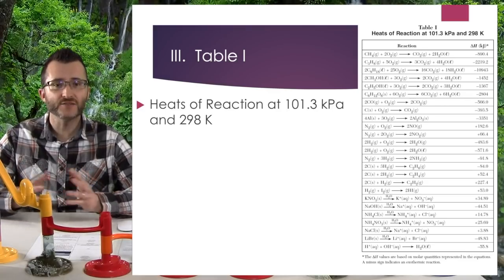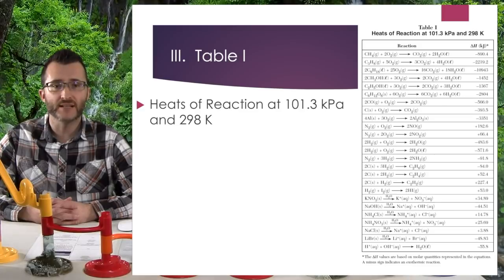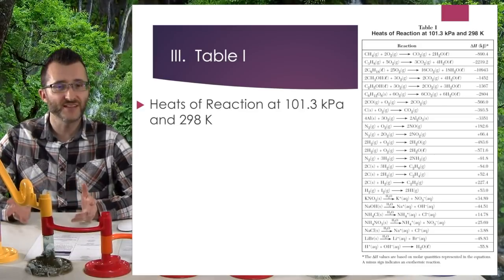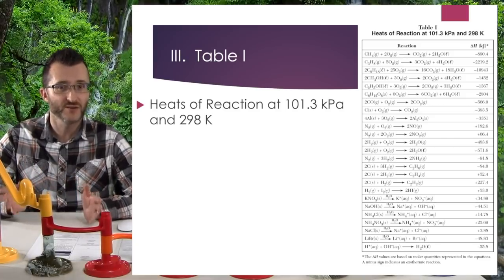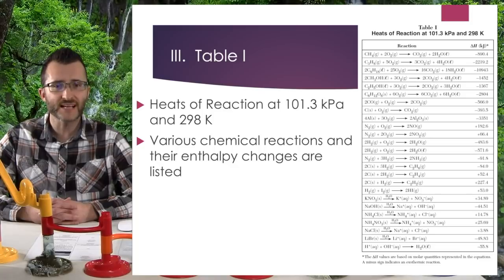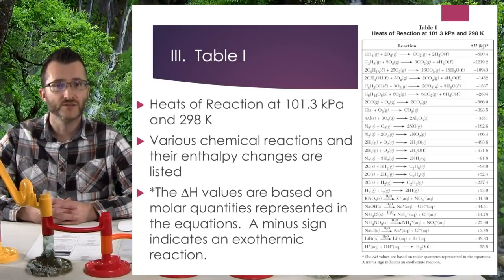Table I, heats of reaction at 101.3 kPa and 298 Kelvin. By the way, if you see a question that specifically references 101.3 kPa and 298 Kelvin, they're probably wanting you to go to Table I. Various chemical reactions and their enthalpy changes are listed on Table I. Notice the asterisk at the bottom? It says the delta H values are based on molar quantities represented in the equations.